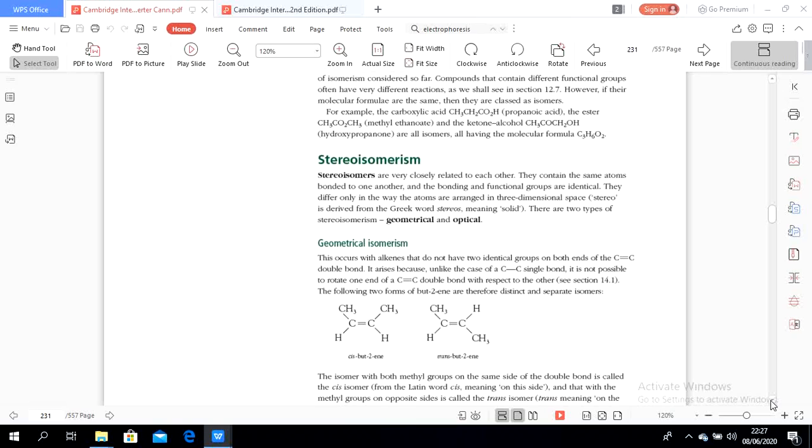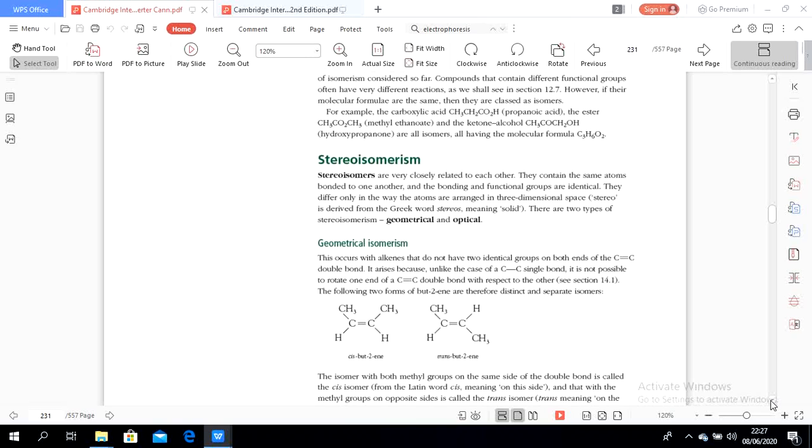Stereoisomers are very closely related to each other. They contain the same atoms bonded to one another, and the bonding and functional groups are identical. They differ only in the way the atoms are arranged in three-dimensional space.